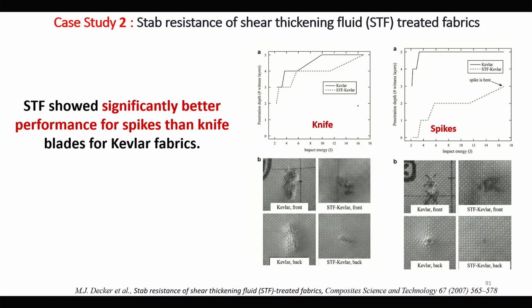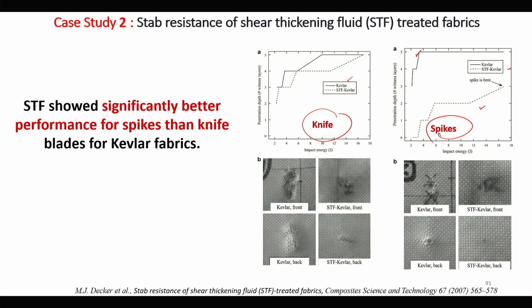So, you can see this dotted line is for Kevlar, and dotted line is for STF treated Kevlar, and solid line is the neat Kevlar, and here the left one is for knife, this is for spike. We can see here, this is for neat Kevlar, solid line, and dotted line is for STF treated Kevlar.